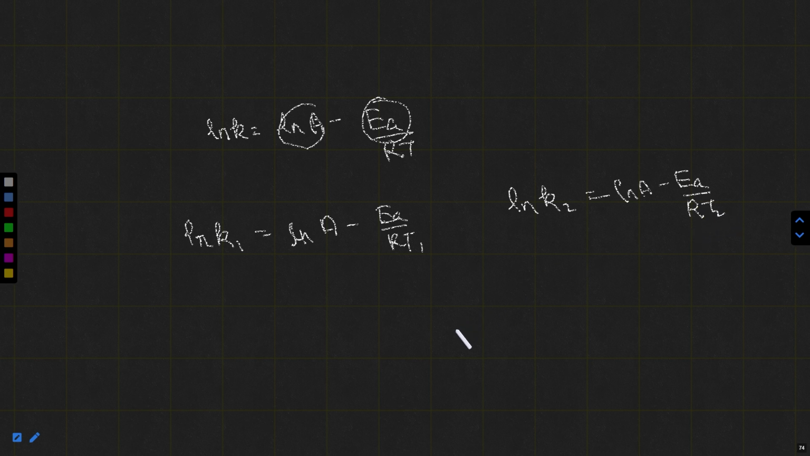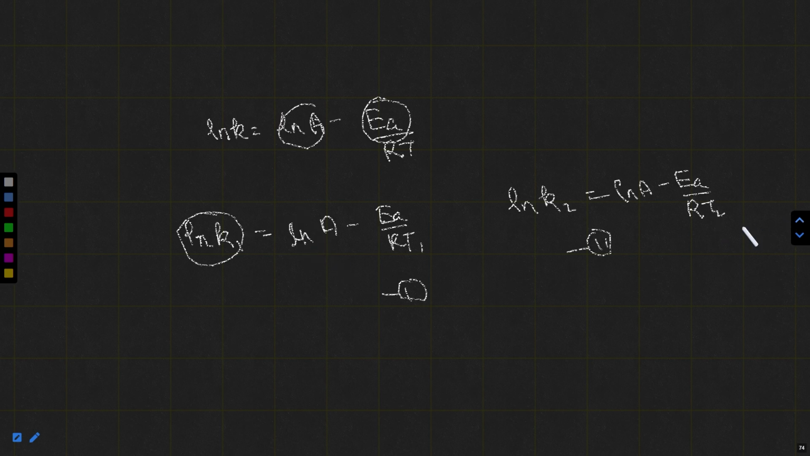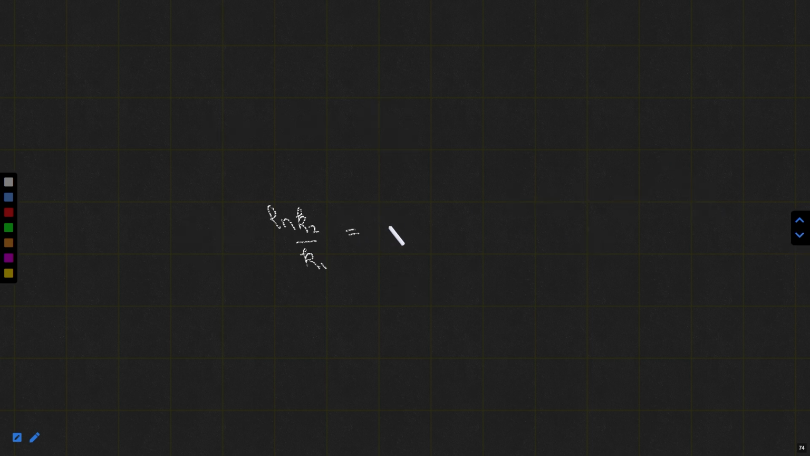Now, once we have these two equations, and we know the value of ln K1 at a given temperature and 1 by T1, if you subtract both of these equations, that is, 2 minus 1, what will you get? You will get ln K2 by K1. The ln A and ln A will cancel out, and you will get Ea by R into (1 by T1 minus 1 by T2).